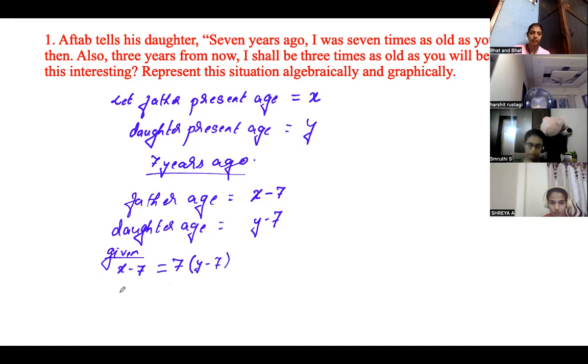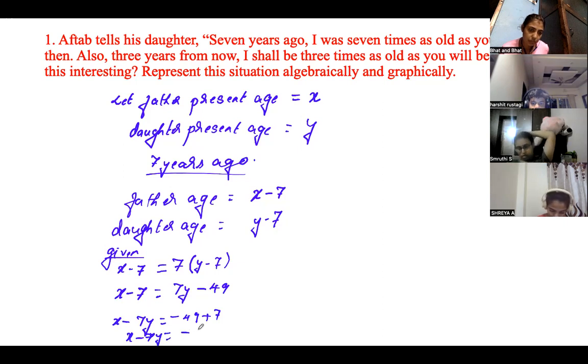So now let us simplify this. So X minus 7 will be equal to how much? 7Y minus 49. Now again, if you simplify this, we can write it as X minus 7Y is equal to minus 49 plus 7. So that is X minus 7Y will be equal to how much? Minus 42. So this is our equation 1. Understood this? Yes.